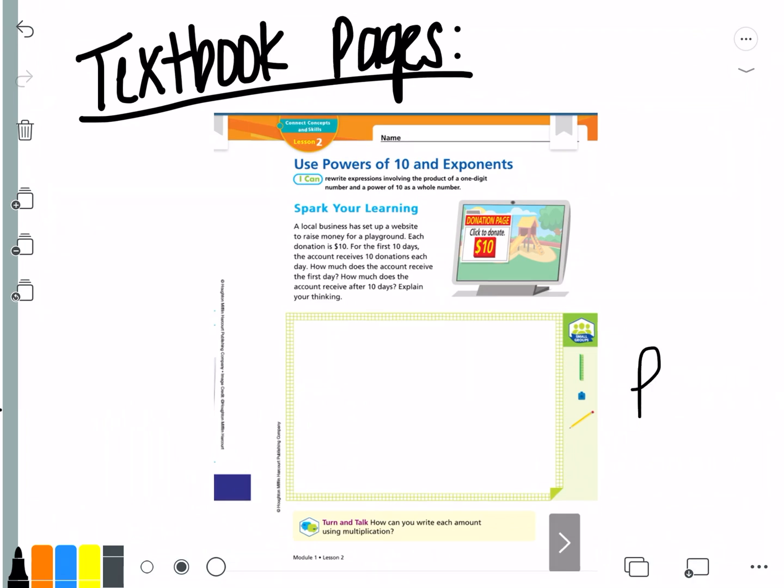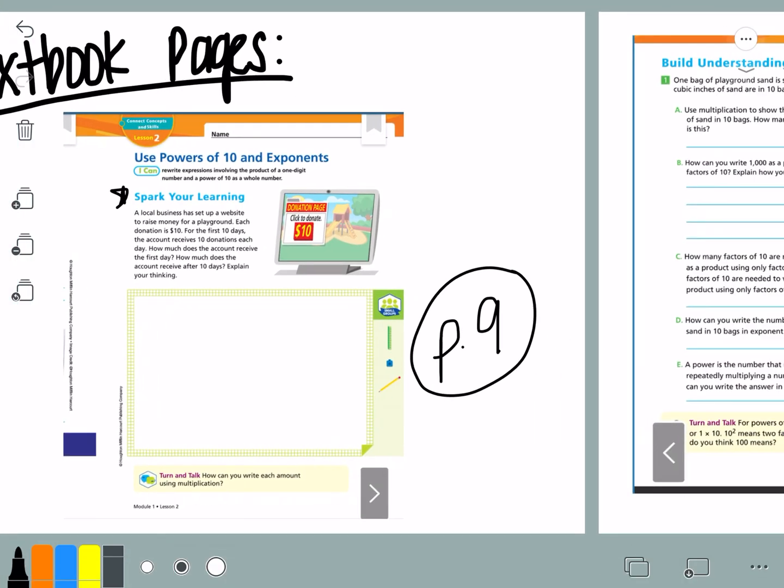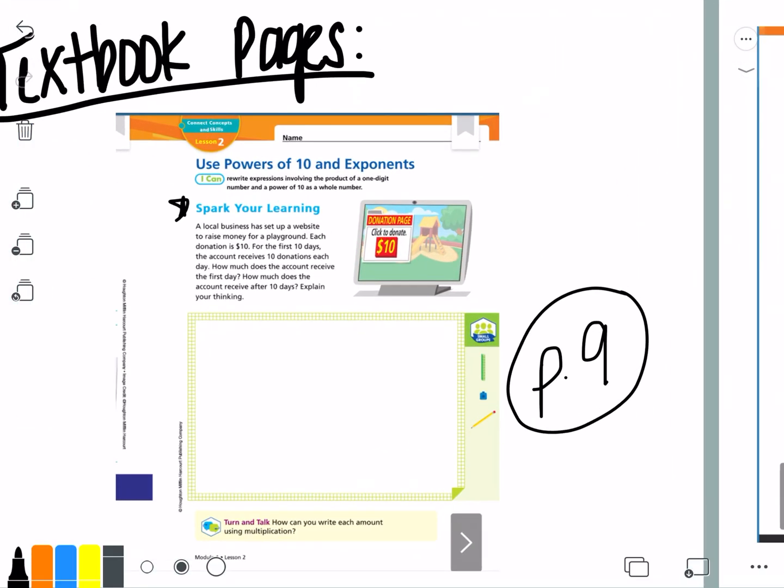And in class, this is our Spark Your Learning. We would have probably done this before we started the lesson. I should have told you guys that before, but you are more than welcome to try it now. It just kind of gets you thinking a little bit.